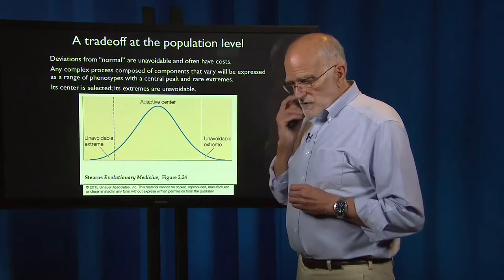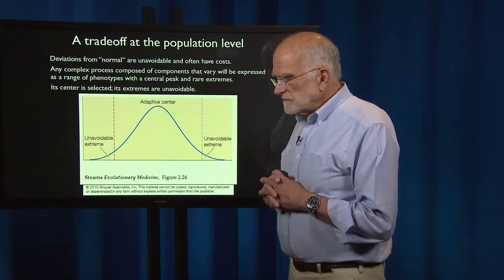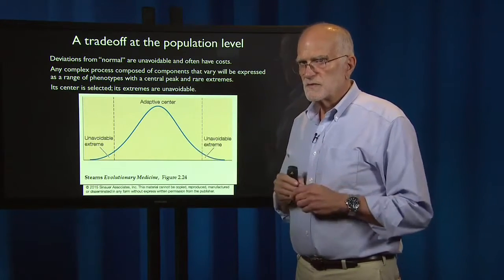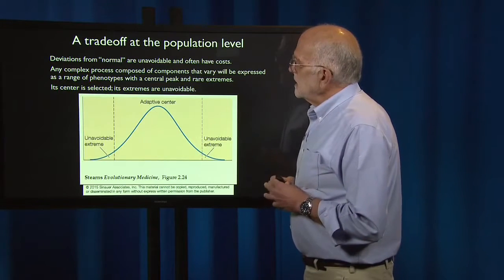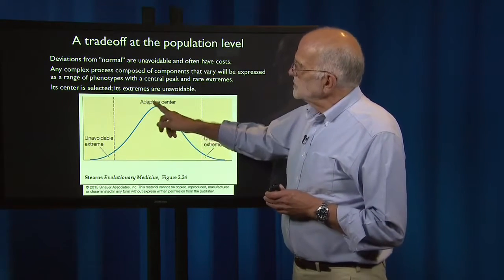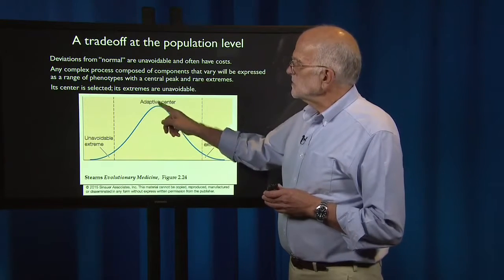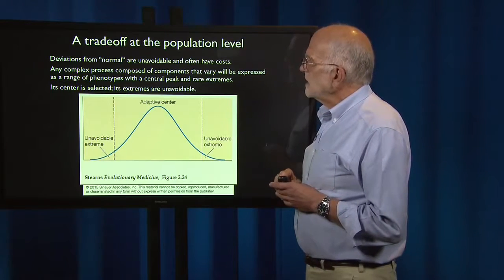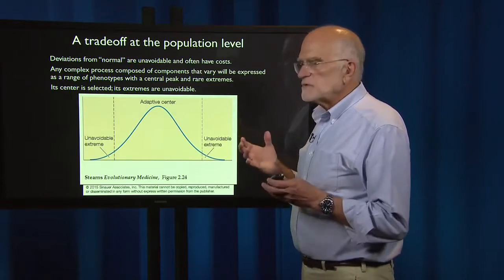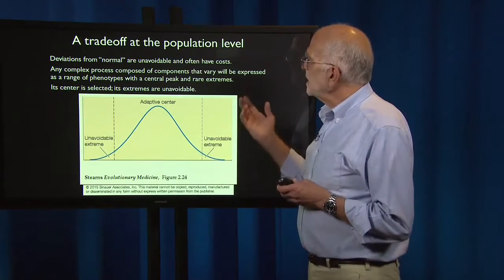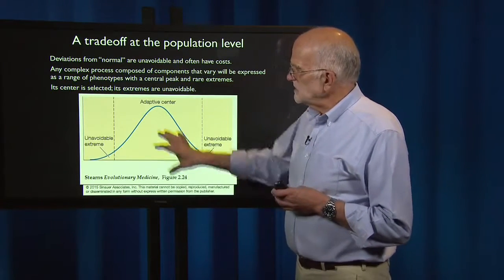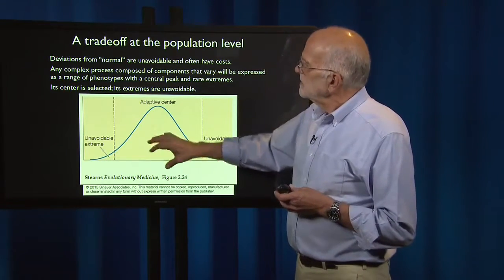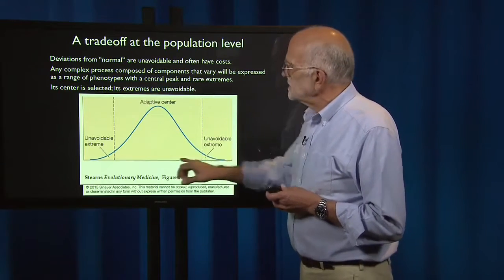There is an interesting trade-off at the population level, and we are going to use this concept later on, which is why I'm introducing it in this introductory lecture on trade-offs. Deviations from normal, which is something you might think of as being the adaptive center of a distribution, are often unavoidable, and they have costs. Any complex process that's composed of components, each of which can vary, will be expressed as a range of phenotypes that has a central peak and it has rare extremes. So it's a distribution that has a frequent center and rare tails.